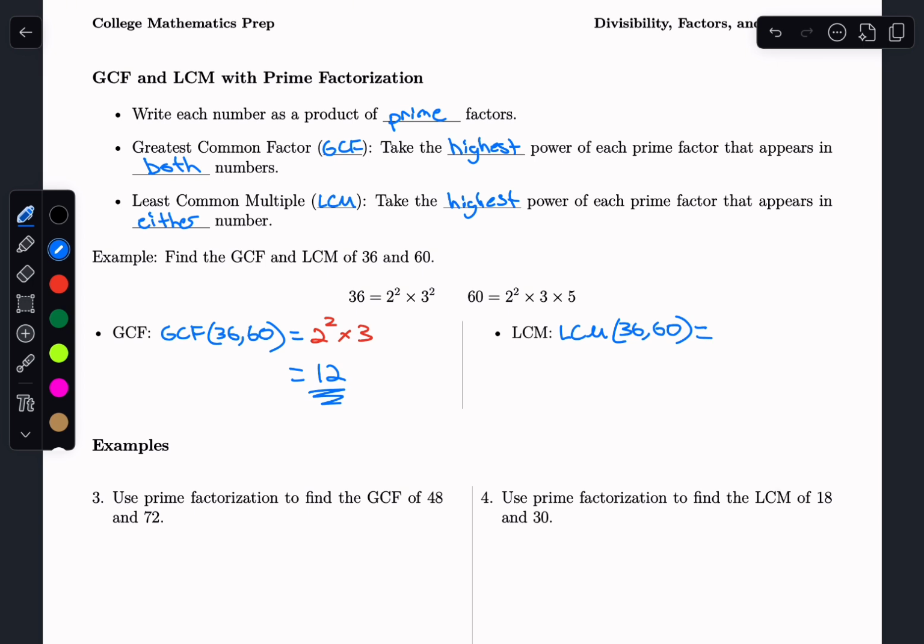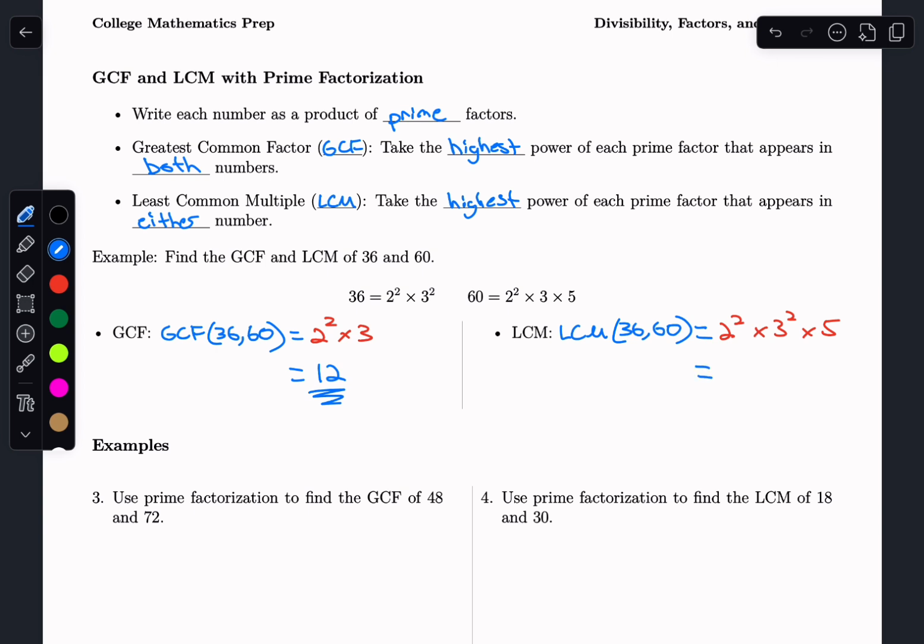So they both have 2 2's still. That didn't change, so we're going to take both 2's. But for 3's, since this 36 has 2 3's and this 60 only has 1 3, we want to take the higher power. So we're going to take 2 3's into our prime factorization. So 3 squared. And then for 5, even though 36 does not have a 5, 60 does. So we want to take the most 5's that we see in either number. And so 1 5 is what we're going to take. So 5 to the power 1.